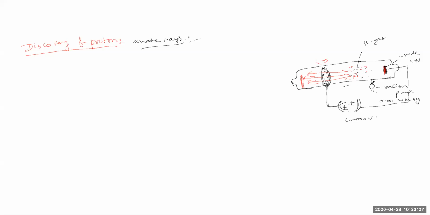So it is completely vacuumed. Vacuumed means the pressure is reduced by the vacuum pump and by passing this much electric voltage. Then try to understand this here. So as usual, the cathode rays. What happened?